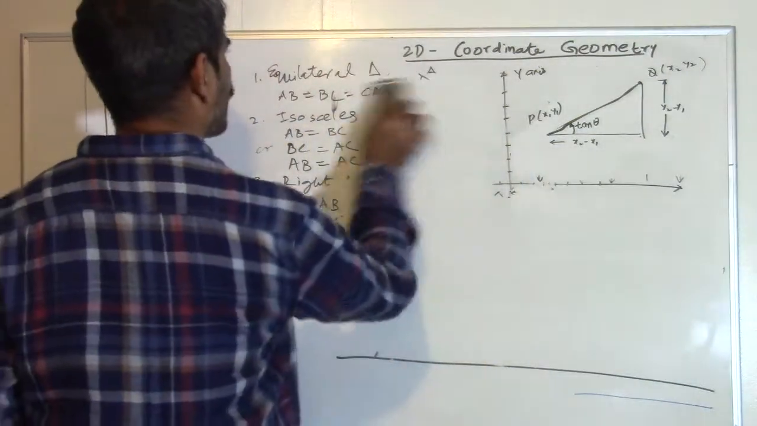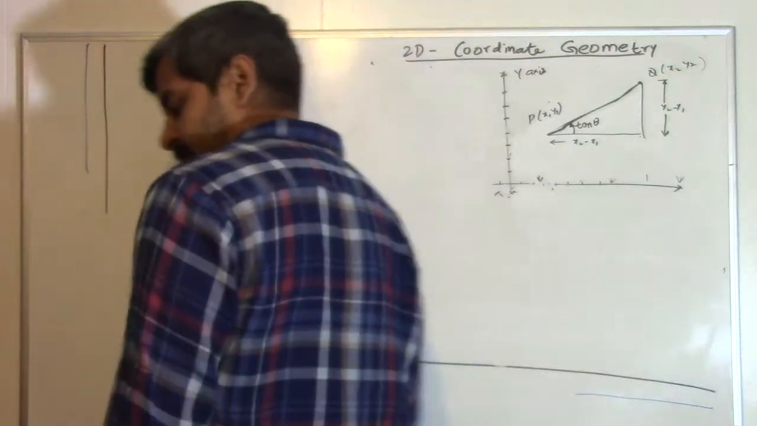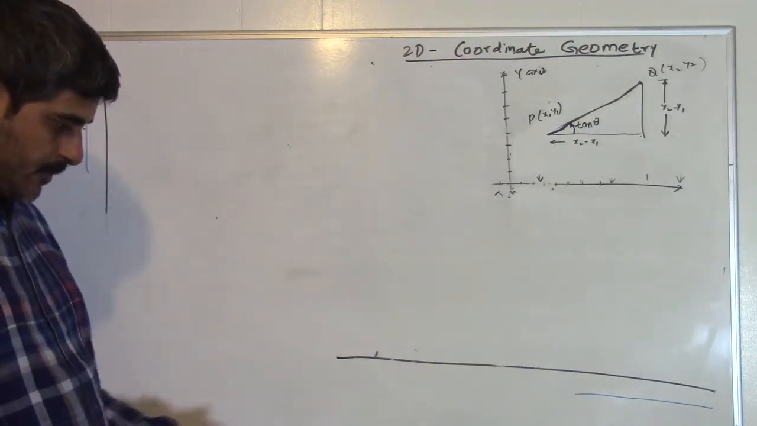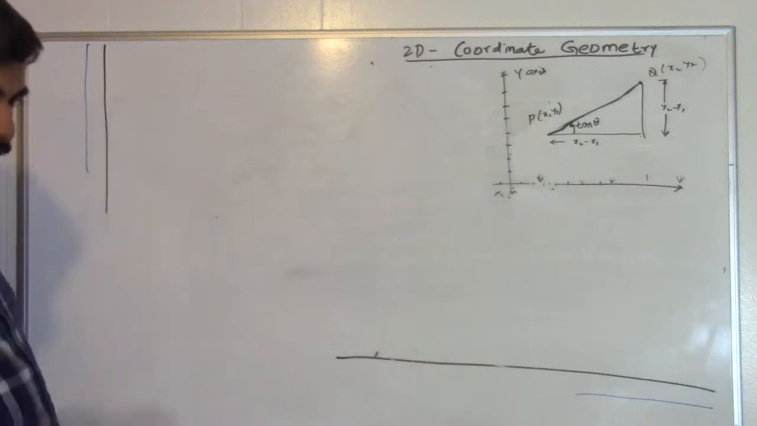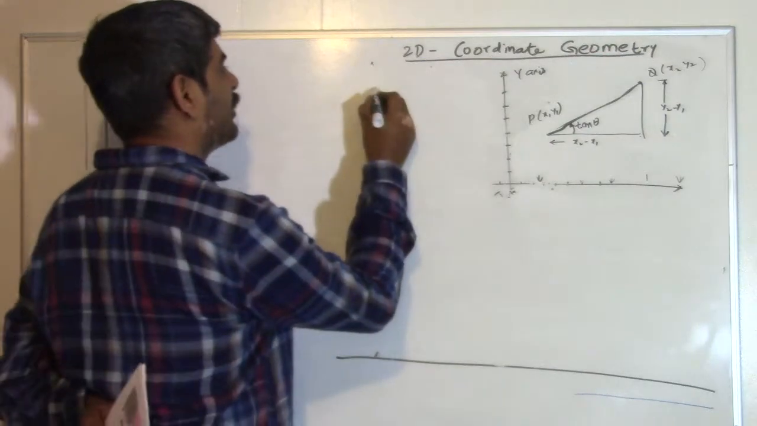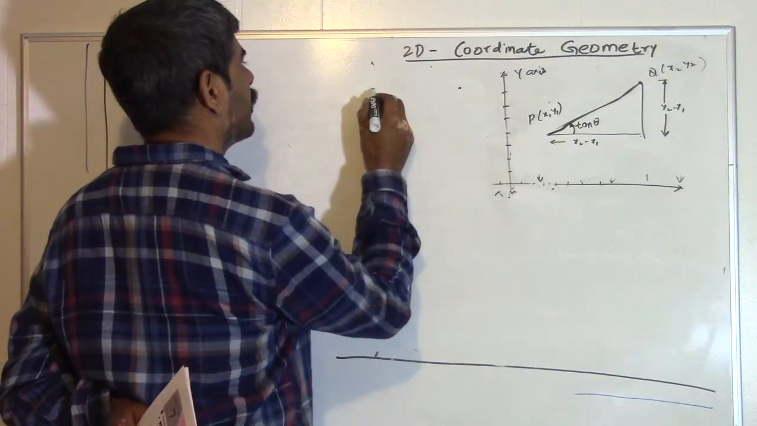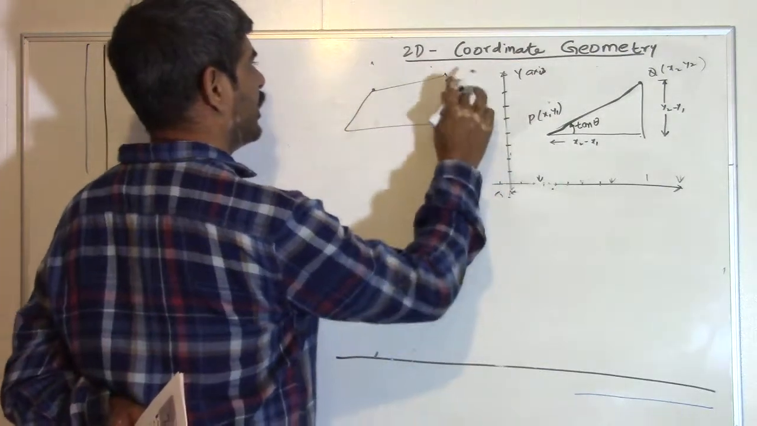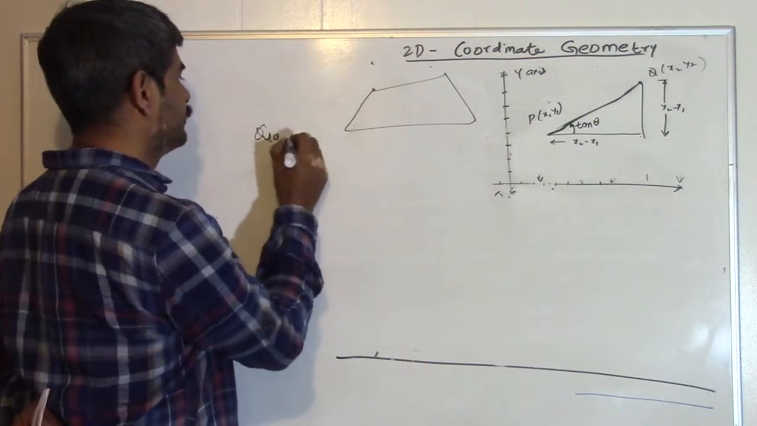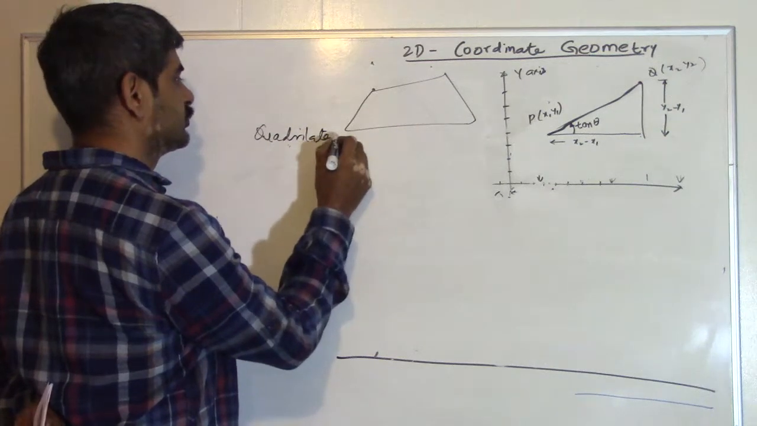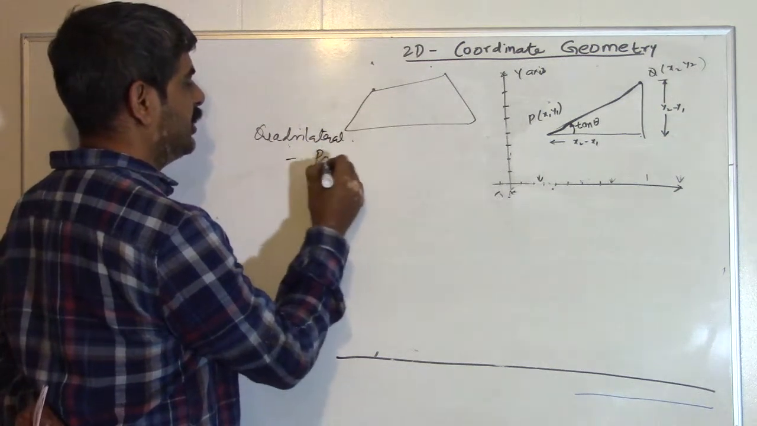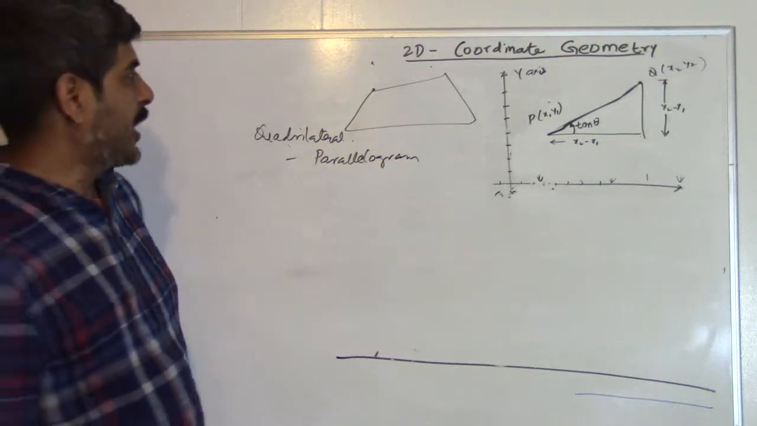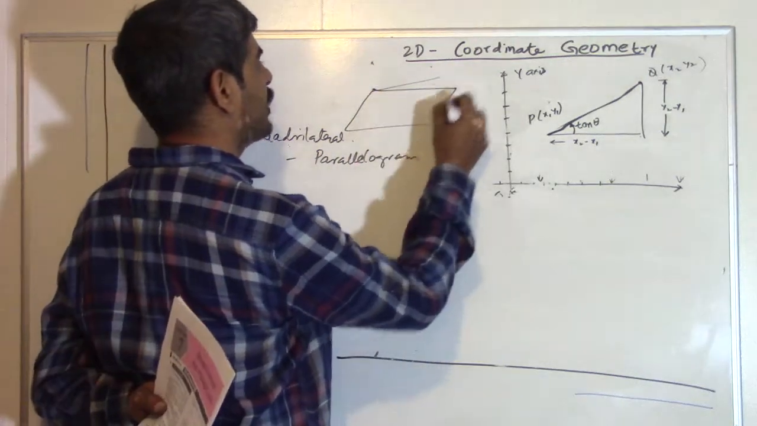Let us do some questions based upon what we have learned so far. Before we do that, let's also talk about a quadrilateral. So this is a quadrilateral, a general quadrilateral, and that quadrilateral is a parallelogram. How do we find a parallelogram? It means these two sides are parallel.